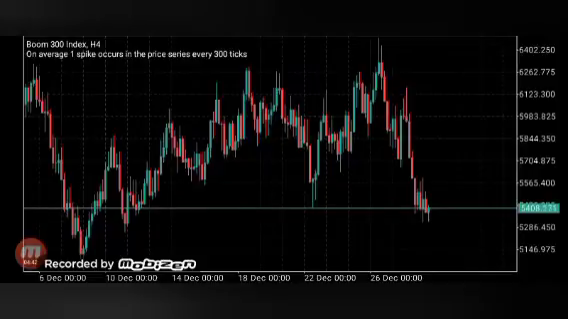The first thing I'm going to look for is my key areas. And what do I mean by my key areas? My support and my resistance. Okay, since we have that at the back of our mind, the next thing you need to do is identify those key areas.